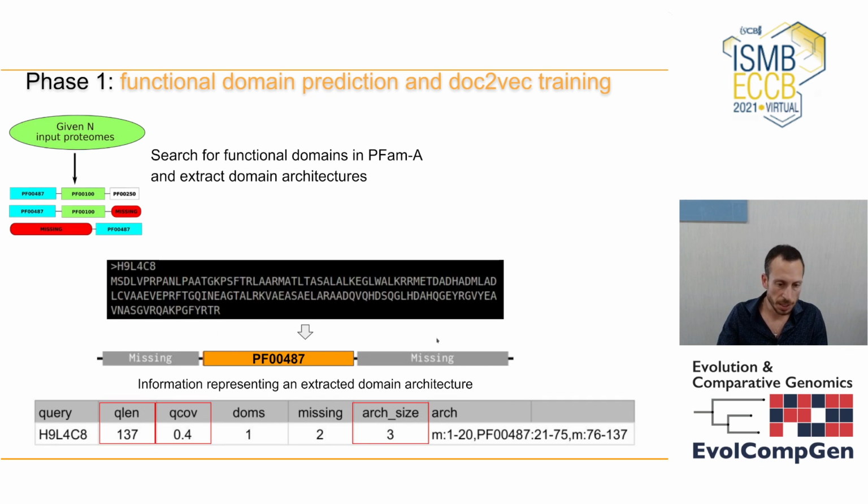Then we extract the architectures. For example, this is a very simple, too simple, architecture. Actually, it's just an example. And these two are interregions for which there is no PFAM hit, and they can be of different lengths, right? This is very important because we will actually be using it in our model. I also want you to keep in mind these red boxes, which are the architecture size, which is the number of parts composing the architecture, the query length, and the query coverage. The query coverage basically says the ratio of the length of the protein that is covered. So in this case, it's about 40%, right?